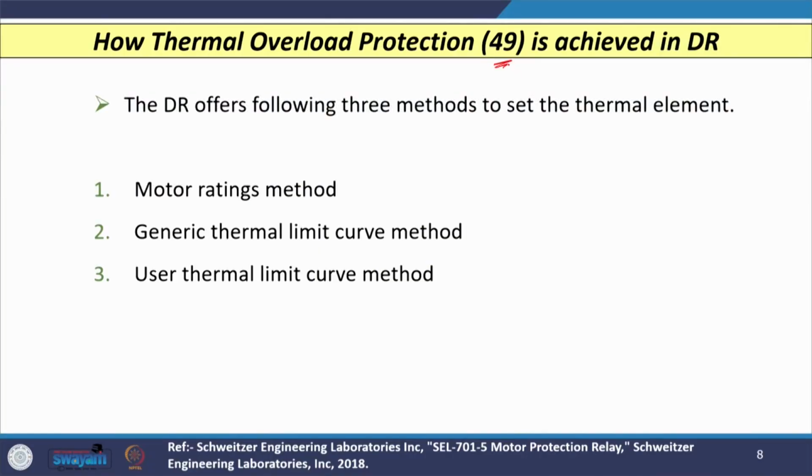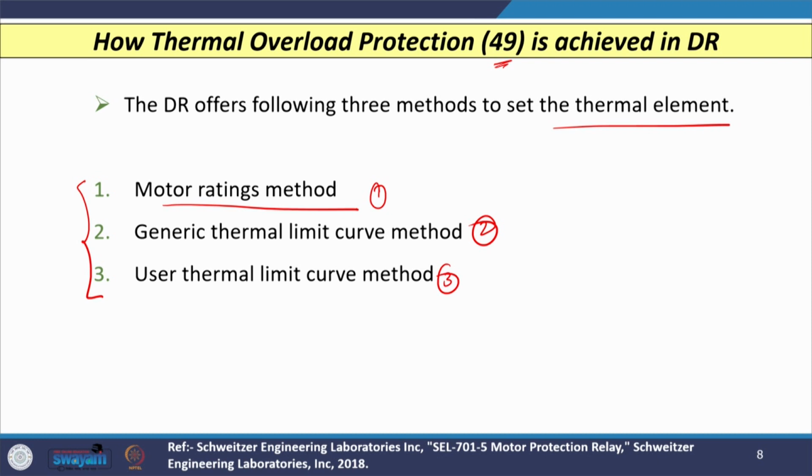Now, after this background, let us see how the thermal overload protection, which is given by the standard number 49, is achieved in the digital relay. The digital relay normally offers three methods to set the digital thermal element. The first method is known as the motor rating method. The second method is known as the generic thermal limit curve based method, and the third is the user thermal limit curve based method. The motor rating method depends on some constants, which we will see, and later the second method, that is the generic thermal limit curve. So, we have to use the ready-made curve given by the manufacturer.